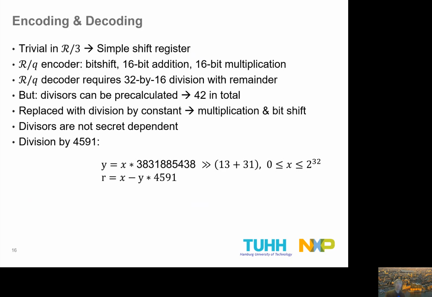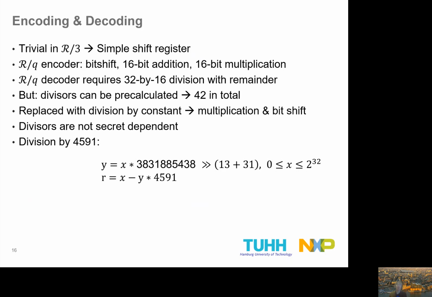However, we do not have to do a full division circuit. This is because all of the divisors can be pre-calculated. There are 42 divisors in total per parameter set, and these can all be pre-calculated. And this means that we can replace the division operation by a division by a constant, which in turn can then be replaced by a multiplication and a bit shift. An important thing to note here is that these divisors are not secret dependent. They are simply predetermined by P, Q, and W. So there's no side channel risk here.